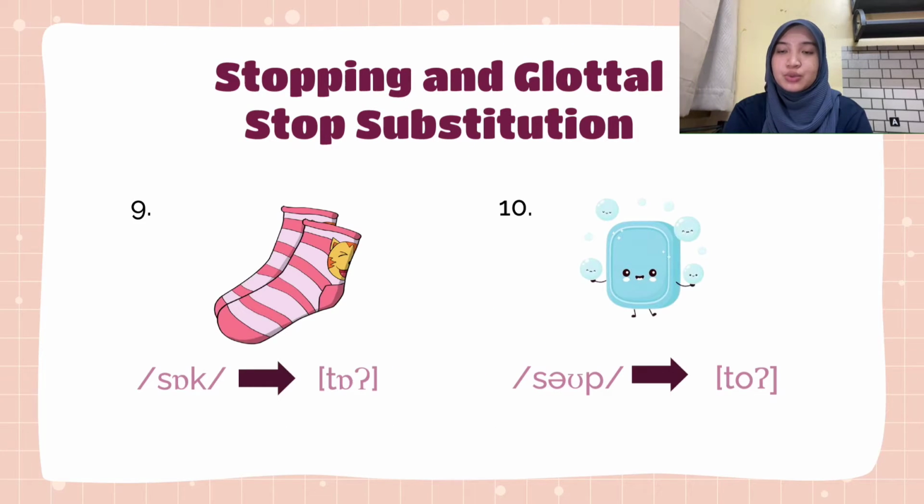The next word is sock. He pronounced it as stock. TK substituted S with T and replaced K with a glottal stop. The third word is soap. TK pronounced it as top. He substituted S with T and replaced P with the glottal stop.